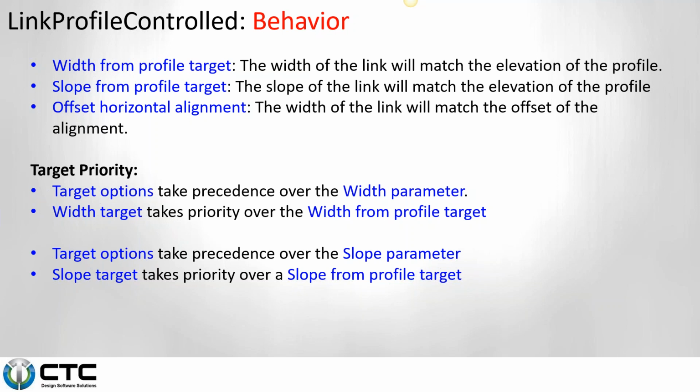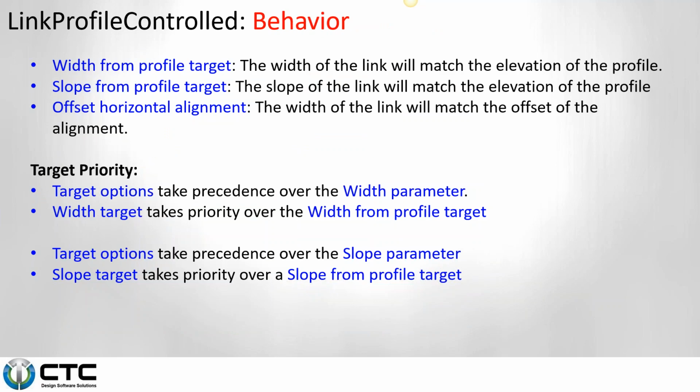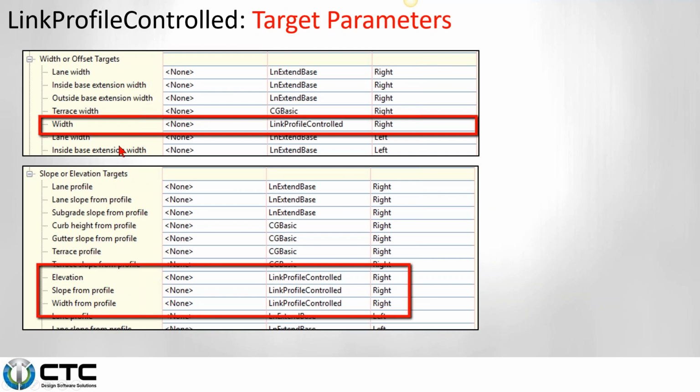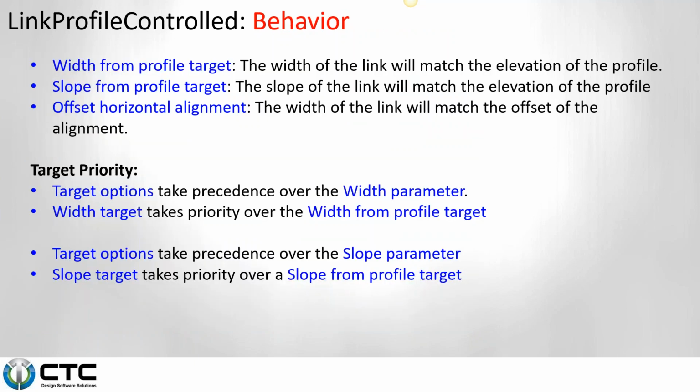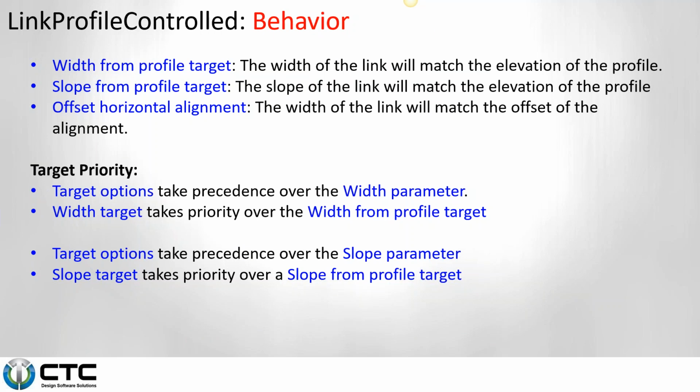There is priority or hierarchy when it comes to the targeting. Target options take precedence over the width parameter. So when we were back here, I had a width of 5 feet and I had a slope of -3 to 1. Well, if I assign any target in here, in any of the places, that target will override the width. Pretty straightforward. That's pretty common on all subassemblies. But the main thing is the width target takes priority over the width from profile target. So if I assign a target here in the horizontal and I assign it down in the slope or elevation target, my width, my horizontal one, will take precedence over that one. So if by accident you do assign 2 targets for the same result, it will take the width in the horizontal over the width from profile in the elevation targets.